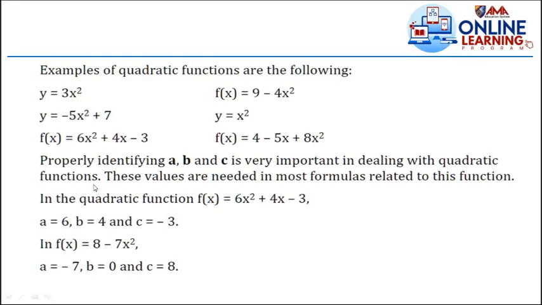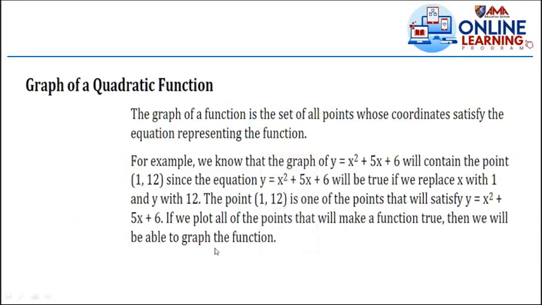In the function f of x equal to 8 minus 7x squared, your a is equal to negative 7, which is the second degree coefficient. Your b is equal to 0, and your constant is always your c, which is equal to 8. So we have now the graph of a quadratic function.